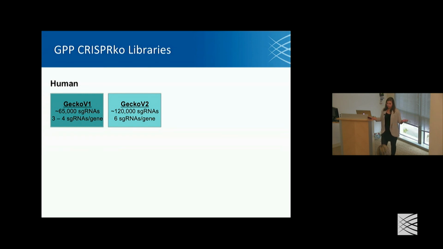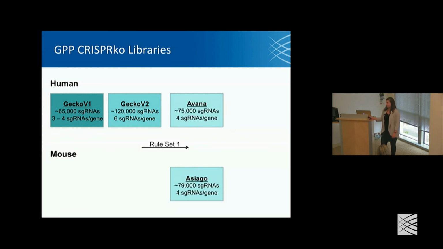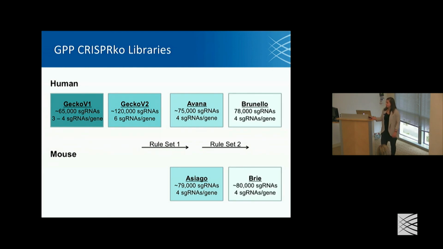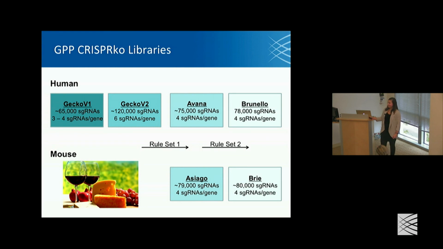We were then able to create rule set 1, which led us to design our human and mouse libraries, Avana and Asiago. Then we created rule set 2. We now most recently have Brunello and Brie. For any Epicureans in the room, we like to name our human libraries after wine and our mouse libraries after cheese. So that's kind of a good way to navigate our platform if you're a little confused on the names.